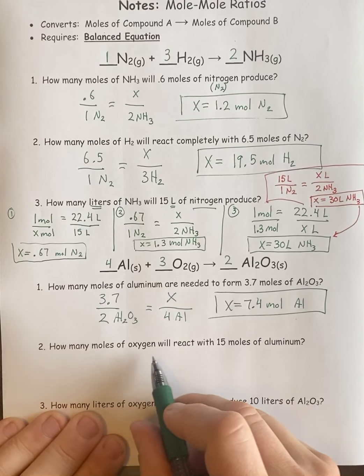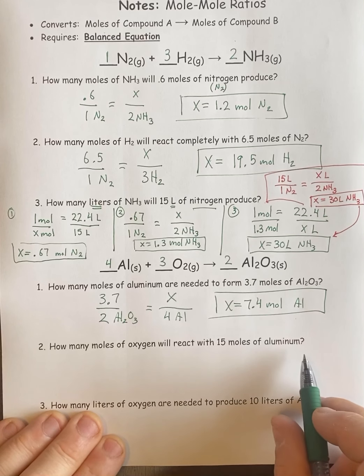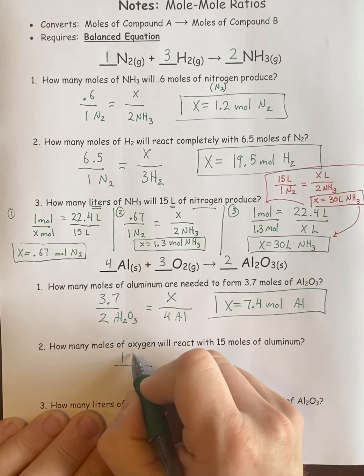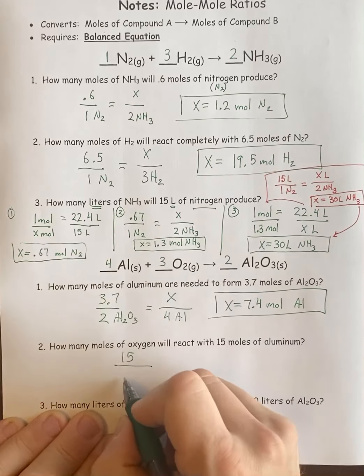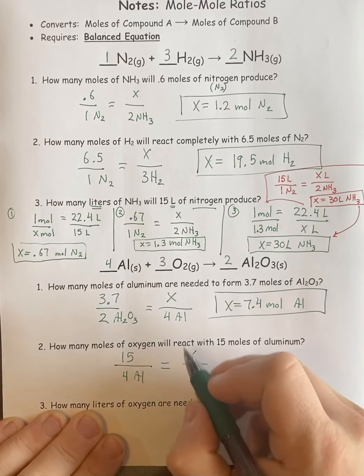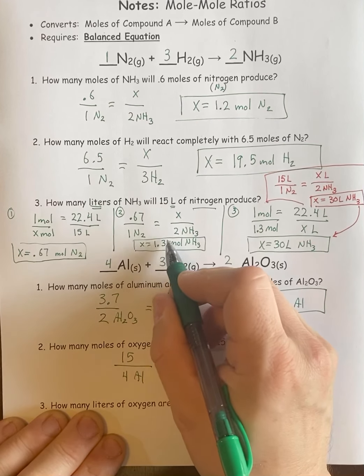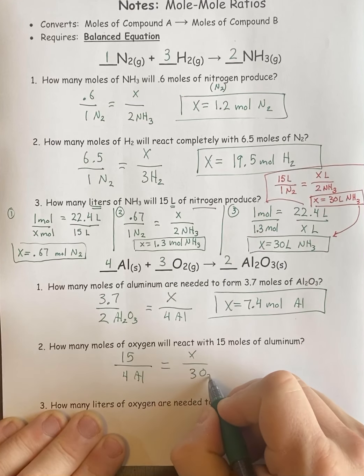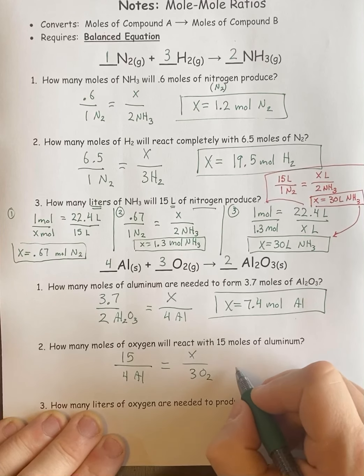Next one. How many moles of oxygen will react with 15 moles of aluminum? So 15 over this equals X over the oxygen number. So I would just put a slash and then X over 3. Cross multiply, solve for X.